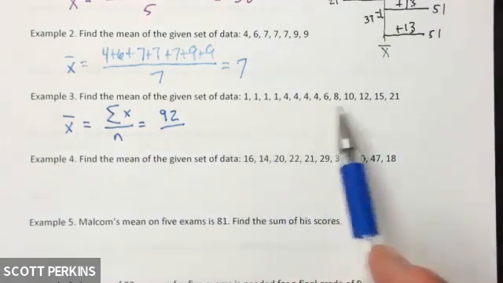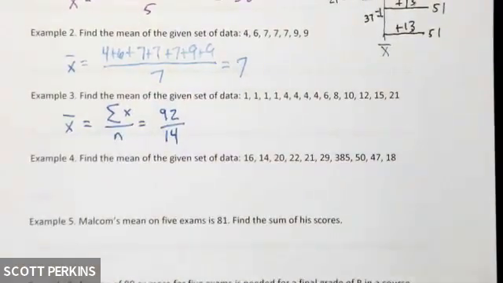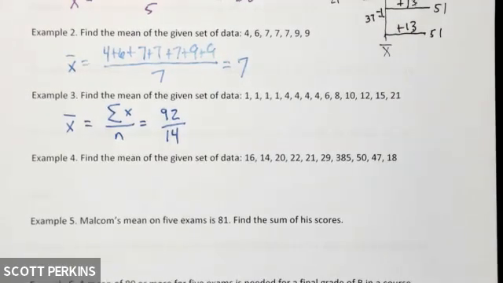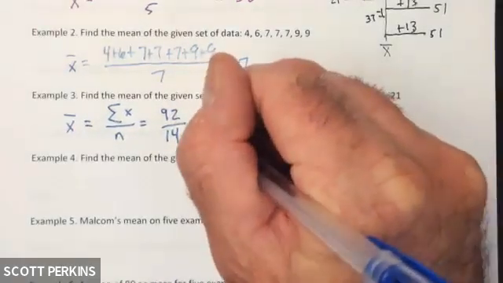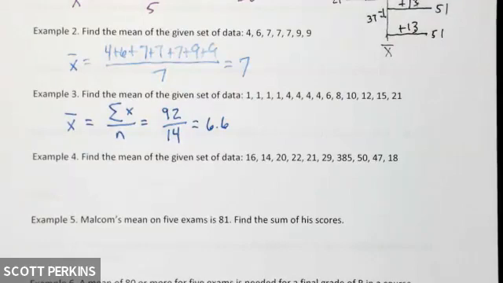And then how many values are there? 14. Okay, again, if this is going to turn out to be a decimal, since all my data was whole numbers, I'm allowed 1 decimal place. So 92 divided by 14 is 6.57 and a whole bunch of other things. So we're going to round that to 6.6 is going to be the mean. You're allowed 1 more decimal place than your data has.